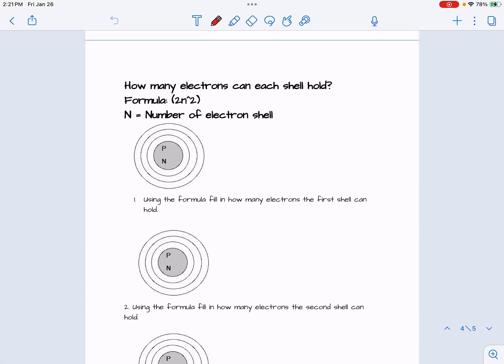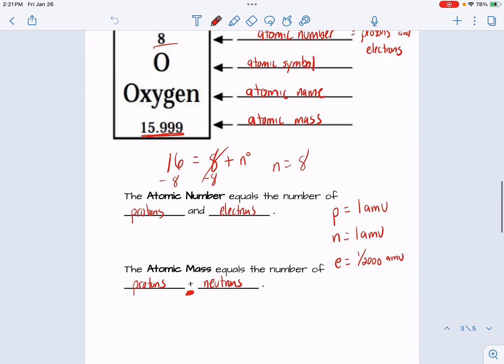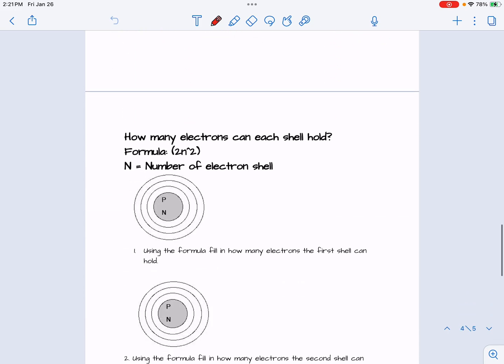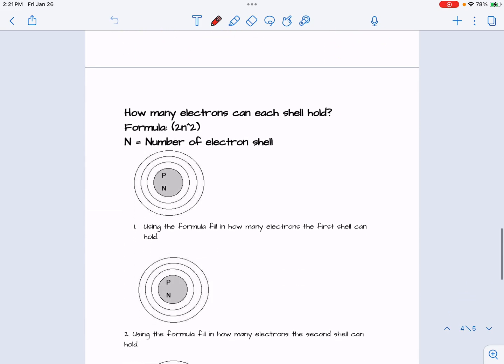Okay, guys, this is Mr. G. In today's video, it's a little bit of a lecture. It's continuing on the notes that you guys have taken on Friday over atomic structure and subatomic particles. And today, we're going to be continuing with something called a Bohr model.